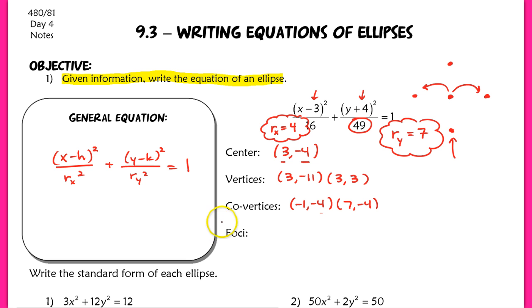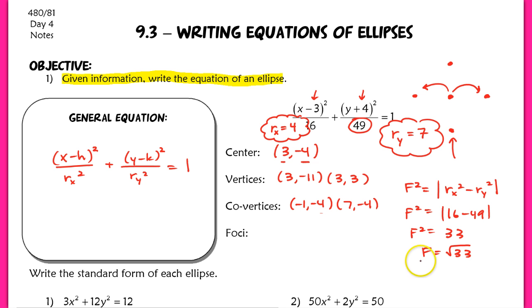Now to find my foci, I have to find f first. So I'm going to solve the equation here. F squared is equal to the absolute value of rx squared minus ry squared. So if I just plug in here, I have 16 minus 49. Take the absolute value of that. You end up with 33. So f squared is equal to 33, which means f is equal to the square root of 33. So this is the focal distance.